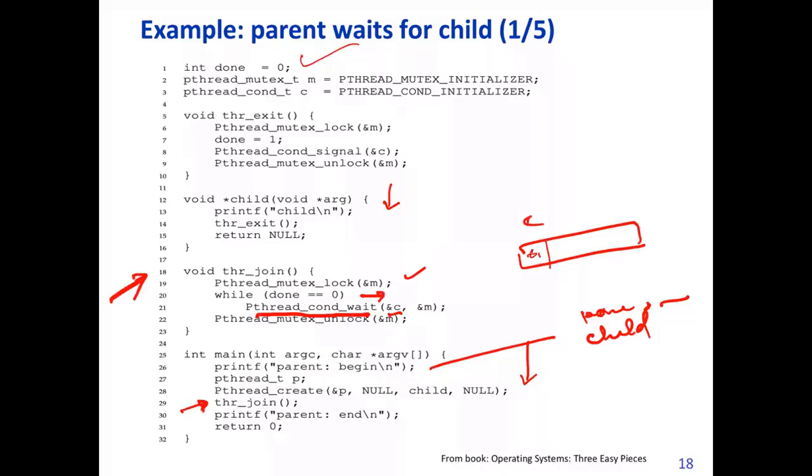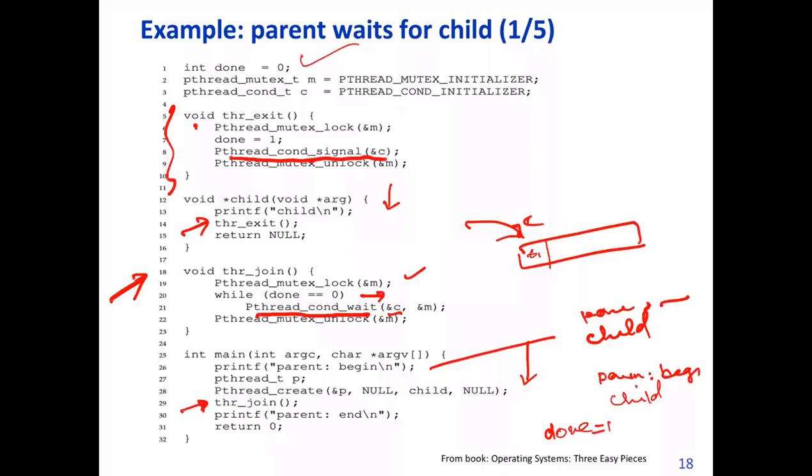First the parent has printed something, right? Parent begin. Now the child prints child. And now it runs thread exit. Thread exit is this routine here. It will change done to 1. So done is equal to 1. And then it will signal using this one to this queue.